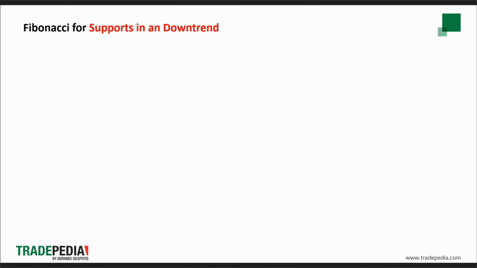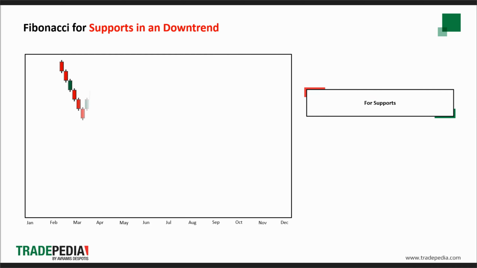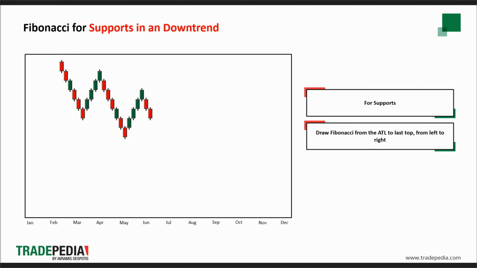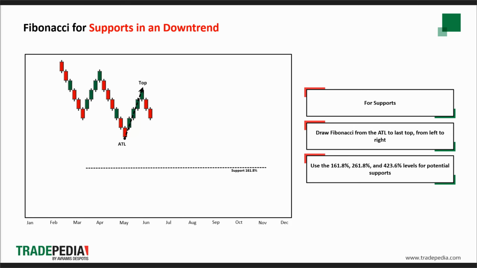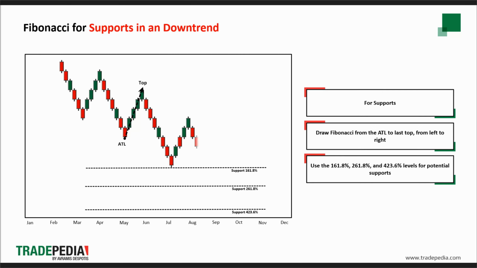And again, for support in a downtrend, you can see this downtrend over here, you just draw Fibonacci from the all-time low to the last high, or the last top, again from left to right. Because it's in a downtrend, it's going to make a lower high. So you draw from the all-time low to the last lower high or the last lower top over here, and you use the 161.8, the 261.8, and the 423.6% levels. They are potential supports. You see, when it hits, it tends to bounce, hits, tends to bounce again. So that's how you draw Fibonacci for supports in a downtrend.